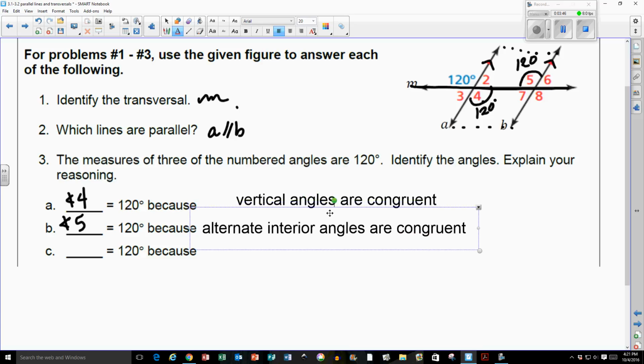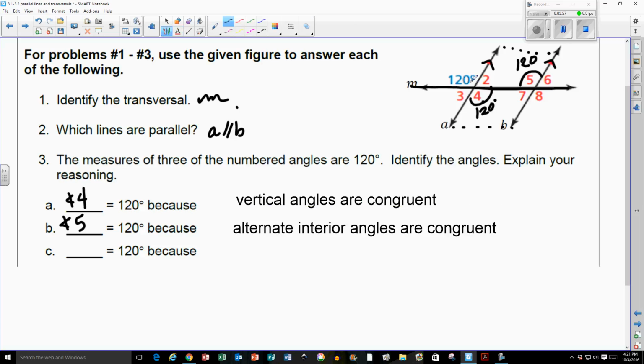Apparently I can't type today. All right, and then the last one we're going to look at for right now is, okay, well, we know this one's 120 because they're vertical. This one's 120 because these two are alternate interior. So we don't want to use vertical angles again, but I will tell you that angle 8 is also 120 degrees because it's corresponding with angle 4. So these two are considered corresponding. So we're going to go with angle 8, and we're going to say corresponding angles are congruent.